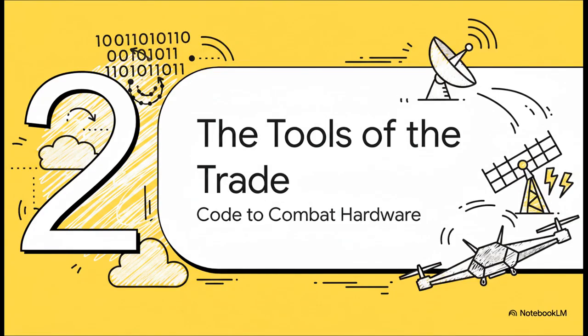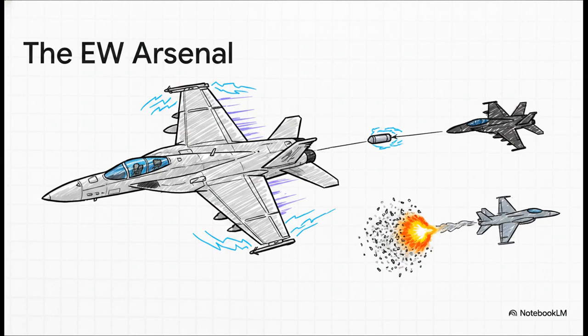Okay, so that's the theory. We get the concepts now. But how is this invisible war actually fought? Let's take a look at the hardware, because we're moving from abstract code and signals to some very real and very powerful combat systems. And the arsenal is just fascinating.